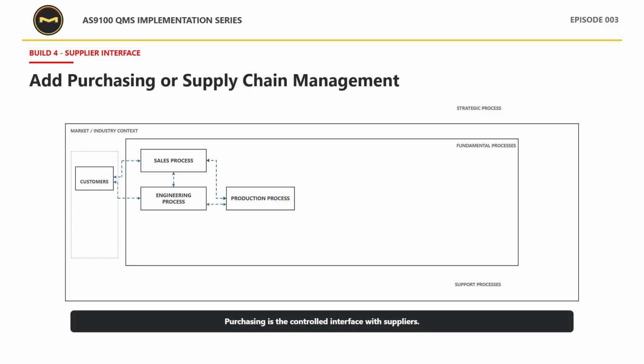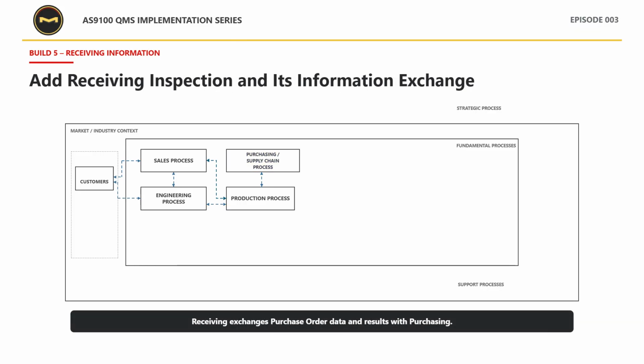Now add purchasing or supply chain management beside sales. Begin with its informational connection to sales. Purchasing converts company needs into controlled supplier requirements, obtains confirmation and status, and maintains the records needed to control externally provided products and services. Then add receiving inspection.